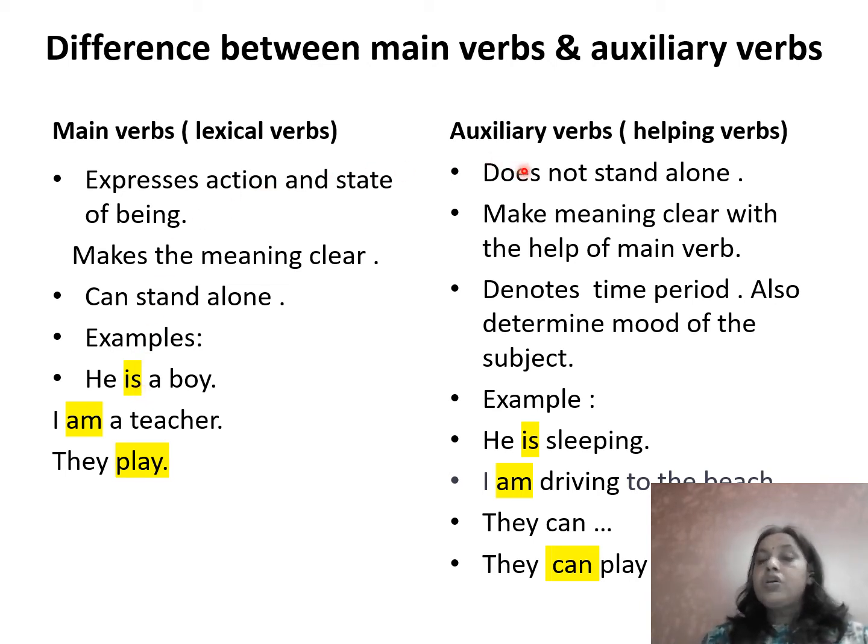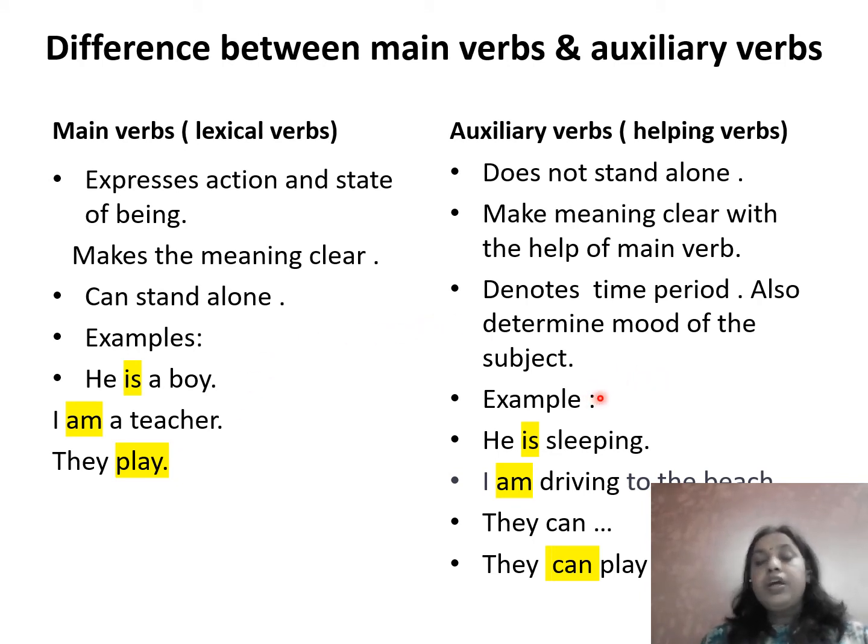Now come to the auxiliary verbs. What are auxiliary verbs? Auxiliary verbs do not stand alone. It means they need the help of a main verb to make the meaning clear. Isn't it? They also denote time period. Through the auxiliary verbs, we come to know about the time period and also they determine the mood of the subject. Isn't it?